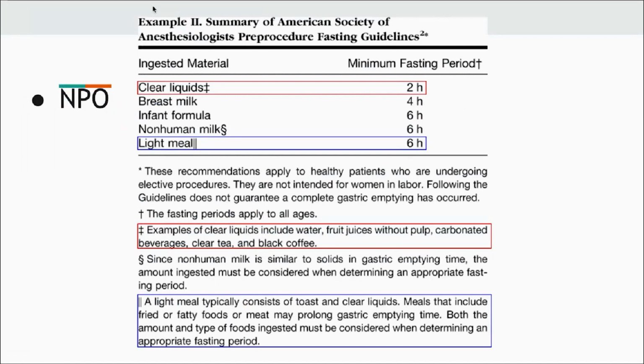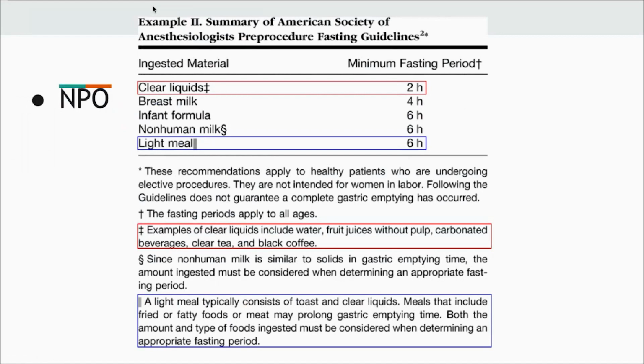And if you can see in the red box, we have clear liquids listed as water, fruit juices without pulp, carbonated beverages, clear tea, and black coffee. So many of our patients can't go without their morning coffee. And if we tell them they're allowed to have coffee 2 hours prior to the procedure, many times we'll find that the patient actually did have some cream in their coffee, and then we're stuck in a predicament and having to cancel the case. So it's not unreasonable to tell a patient nothing by mouth after midnight, but in fact, these are the actual recommendations.